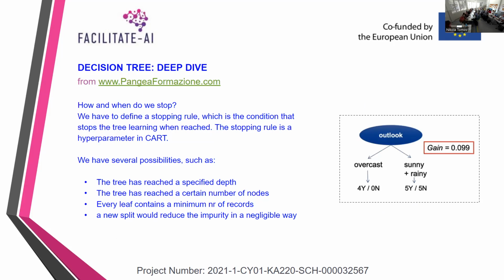How and when do we stop? We have to define a stop rule, that is the condition that stops the tree, I would say. The stopping rule is a hyperparameter in the chart. We have different possibilities: the tree reaches a specific depth, or the tree has reached a certain number of nodes, or every leaf contains a minimum number of records, or a new split reduces the impurity until it reaches the point of the decision.